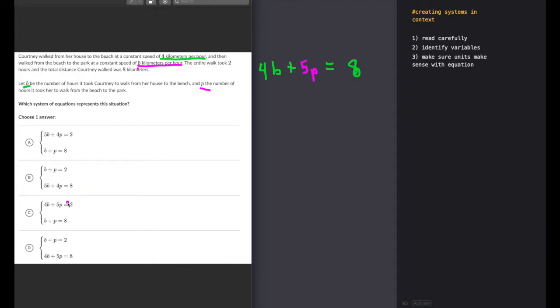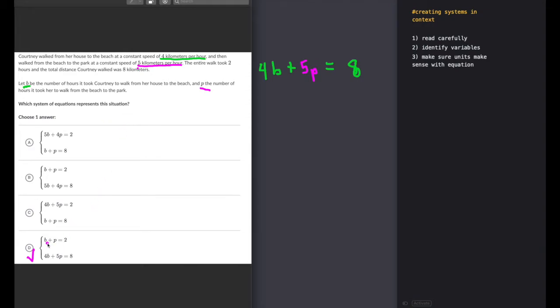4B, 5P. I'm seeing 4B, 5B down here, but it's saying equals 2, and that's not correct, right? Because it should equal 8, we said. So I like this option D down here. All right, so let's just double check and see if we can make sense of anything else.